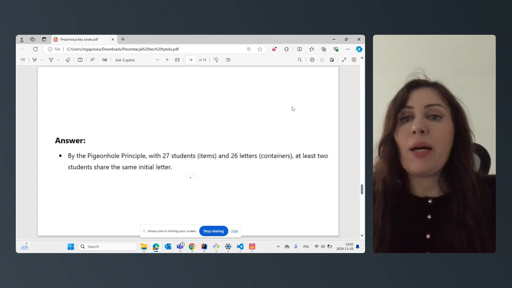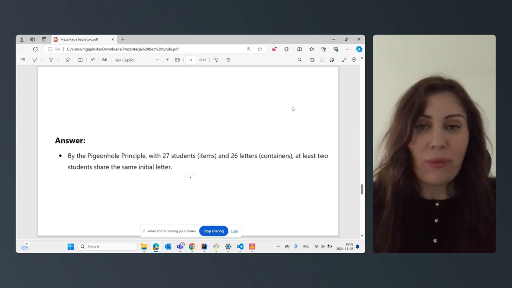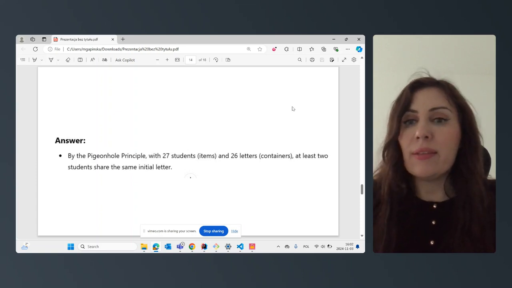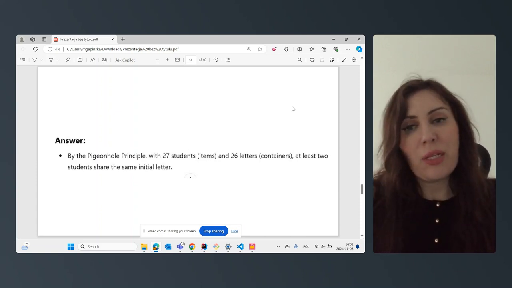Answer. By the Pigeonhole Principle, with 27 students, items, and 26 letters, containers, at least 2 students share the same initial letter.